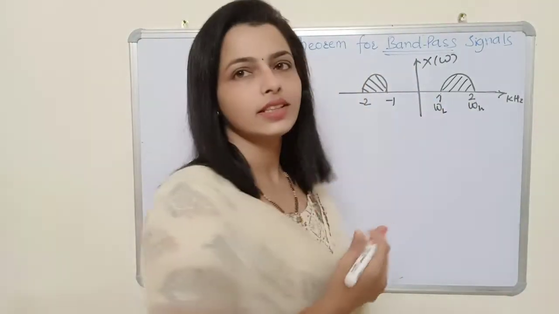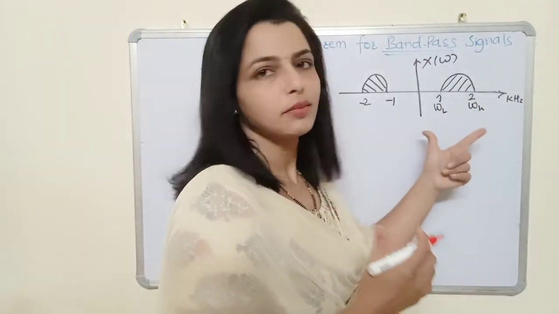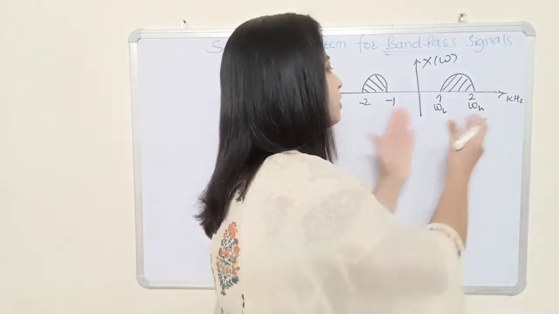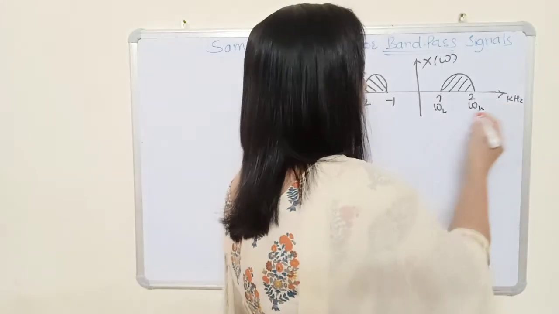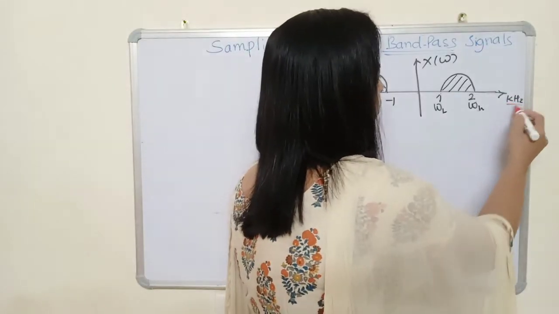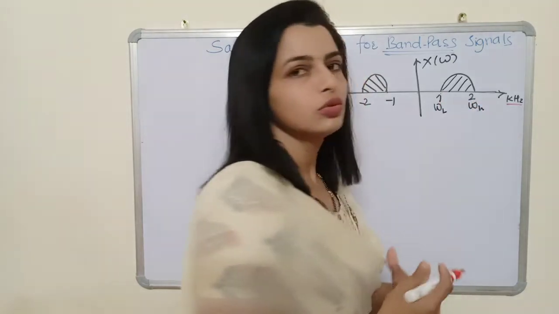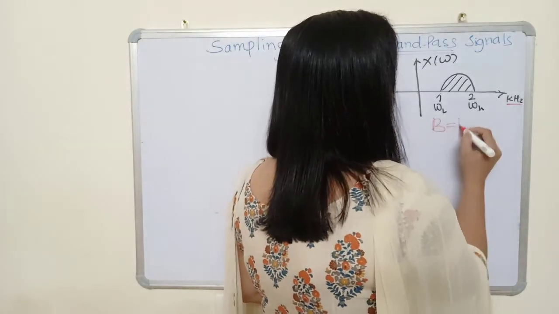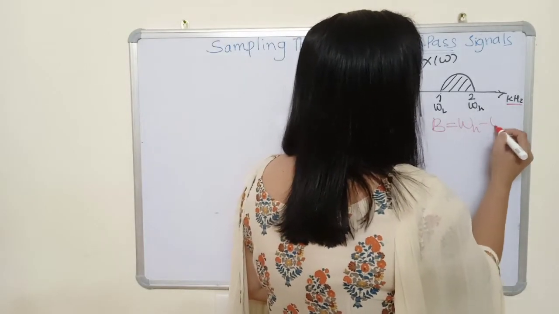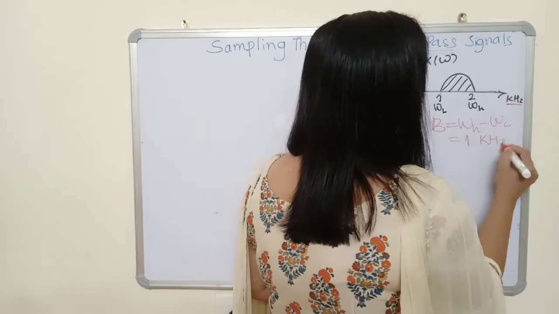Bandpass signal looks like this, where the signal is present for a specific band of frequency. It's not low frequency, it's not the high frequency. It's a specific band. So here I'm drawing this axis in kilohertz. The signal is present between 1 kilohertz to 2 kilohertz. So its bandwidth B is equal to this higher frequency minus this low frequency, so it is equal to 1 kilohertz.